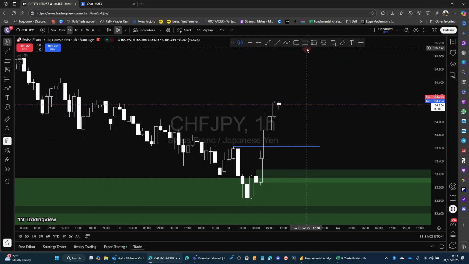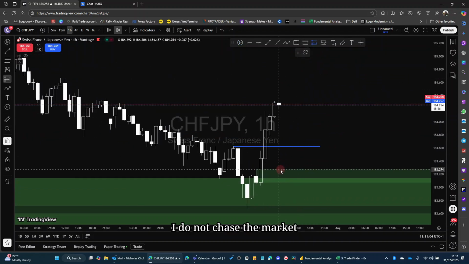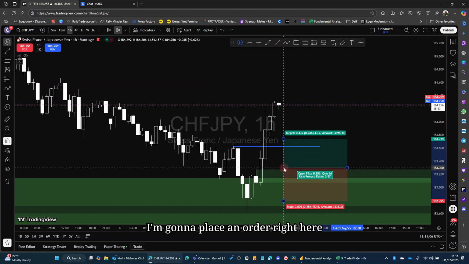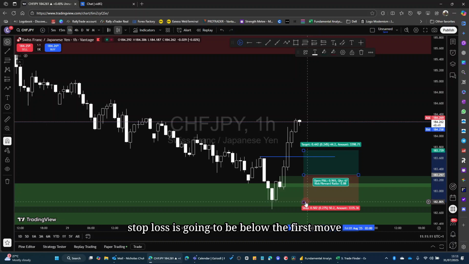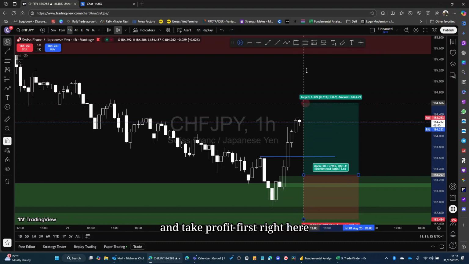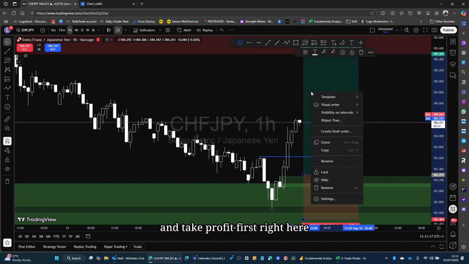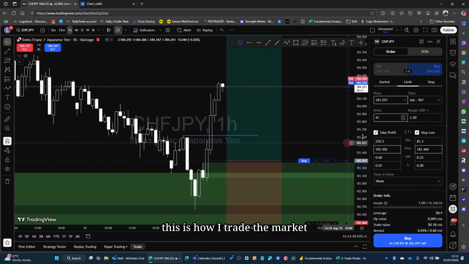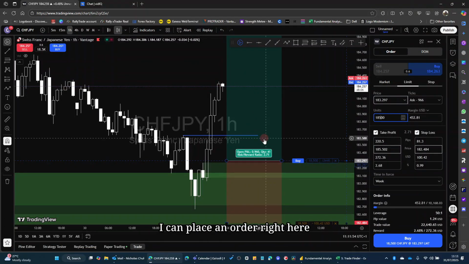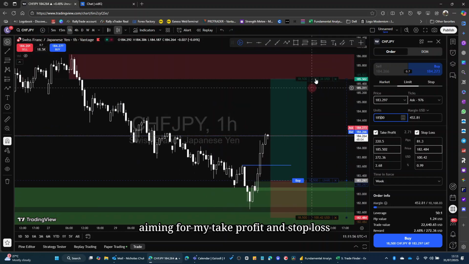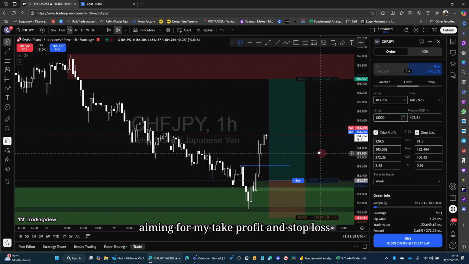However, I do not chase the market. So what I'm going to do here is I'm going to place an order right here. Stop loss is going to be below the first move, and take profit first right here. This is how I trade the market. So at exactly 18,500 units, I can place an order right here, aiming for my take profit and stop loss directly where it is.